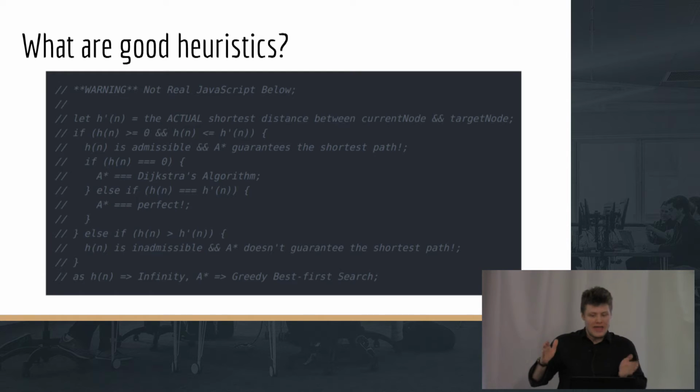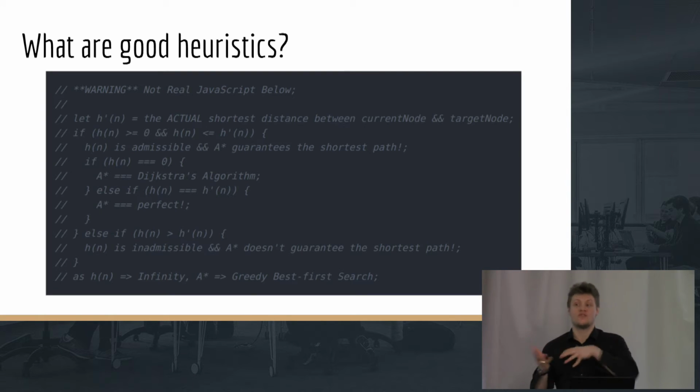And so if your heuristic starts to converge towards 0, you go back to Dijkstra's. If you converge to h'(n), and you even reach h'(n), then you have a perfect A-star algorithm, which will always only explore the shortest path. But if you surpass h'(n), then you get a heuristic that's called inadmissible. And what does that mean? It means that you might not be guaranteed the shortest path because you'll be overestimating the distance from the current node to the target node.